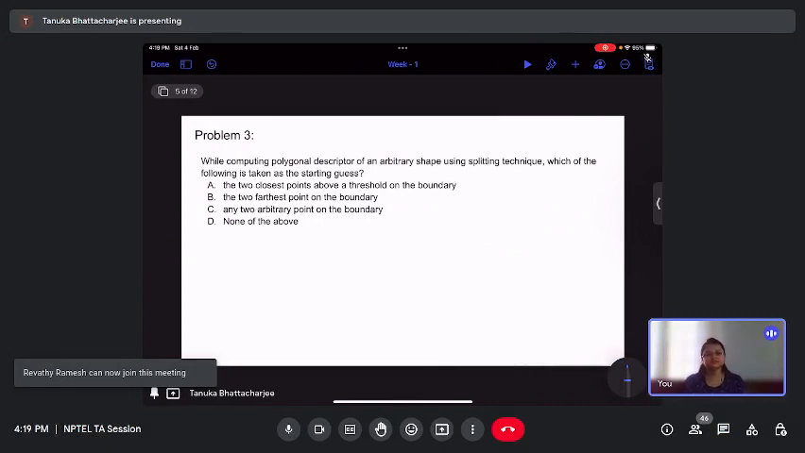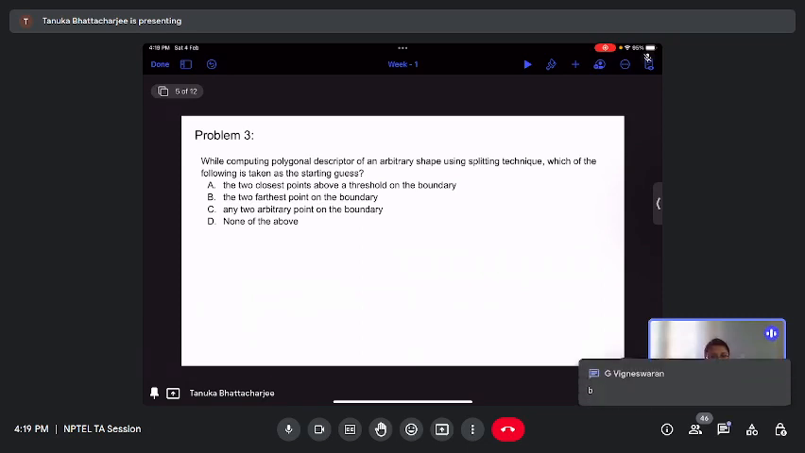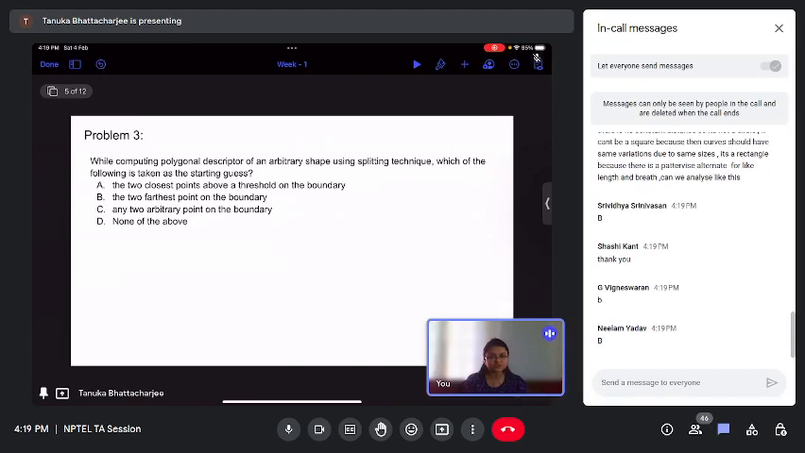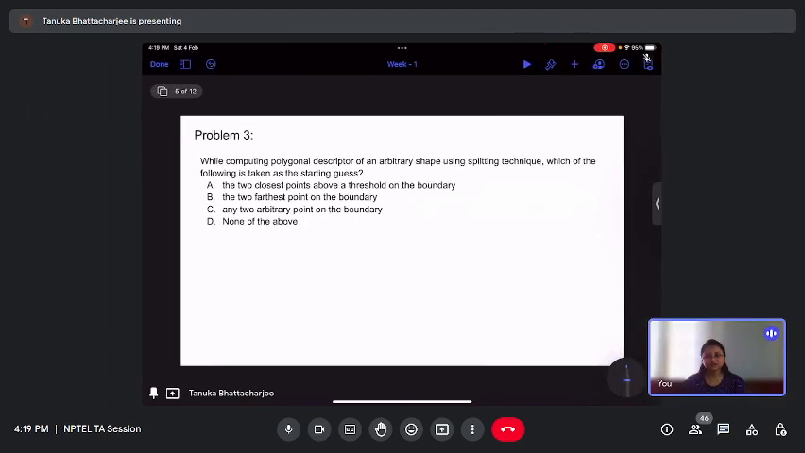Okay, then let us move on to the next part, which is the splitting technique wise polygonal descriptor. Yeah, the option was correct. Who said this? I forgot. Srividya Srinivasan. Yeah, your option is correct.